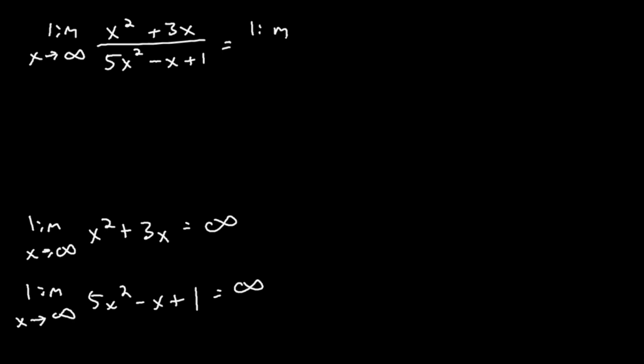So let's find the derivative of both functions, top and bottom. The derivative of x squared plus 3x is 2x plus 3, and the derivative of 5x squared minus x plus 1 is 10x minus 1. Alright, let's see if we can use L'Hopital's rule for this again. Well, if you plug in infinity into here, you still get 2 times infinity, which is infinity, and you still get infinity on the bottom. So let's go ahead and show this.